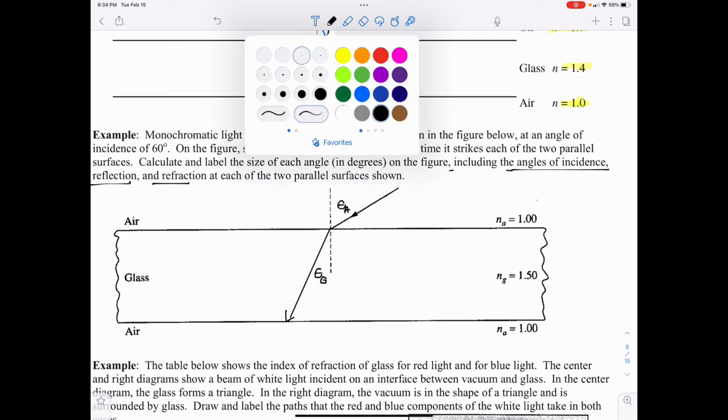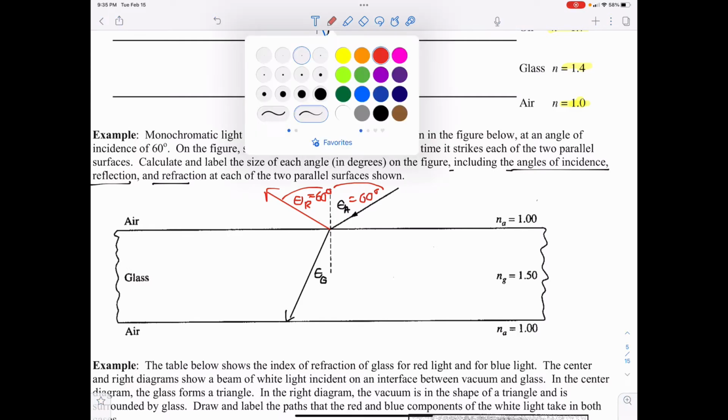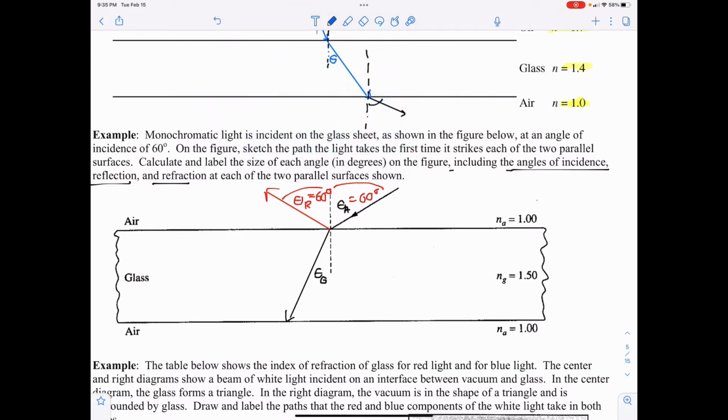Now my reflecting angle, theta R, should be the same. If this is 60 degrees, this is 60 degrees. Right, that's the law of reflection. Reflecting angles equal incident angles. But we're going to calculate using a Snell's law equation what theta glass should be.